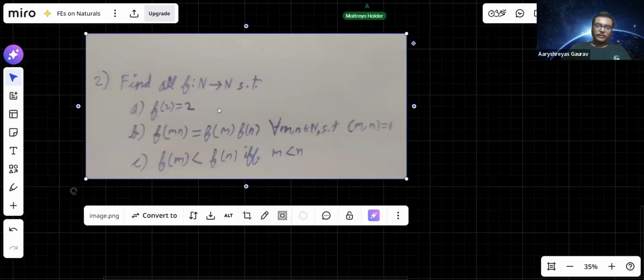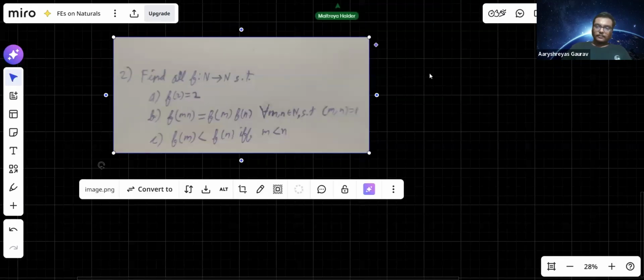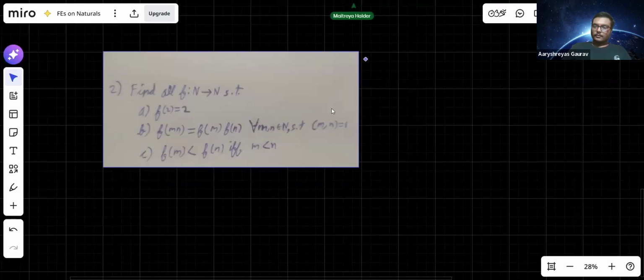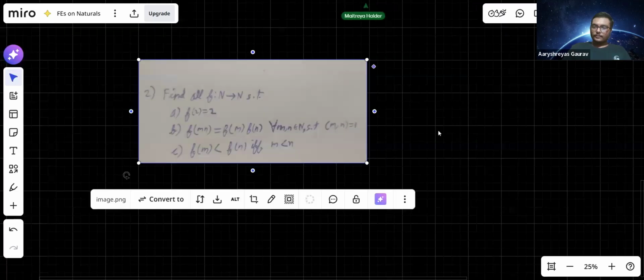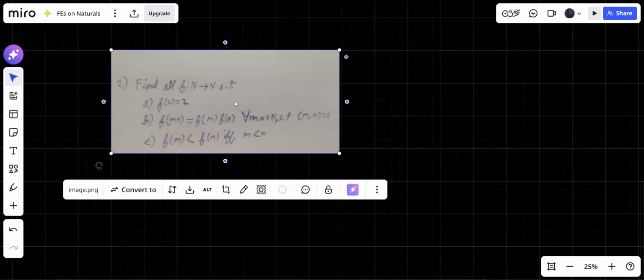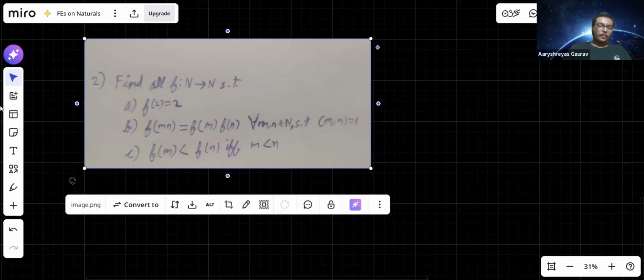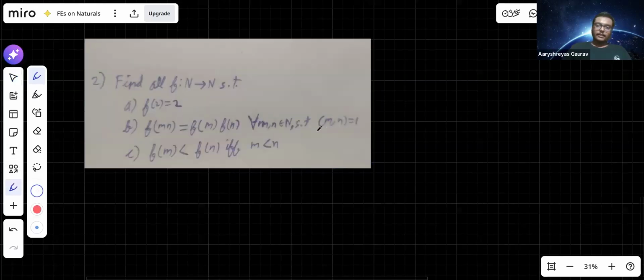Is the problem visible? Okay. So in the second problem, the only thing changed is that now we have m and n to be co-prime. Does anyone have any idea what we can do in here? Any small idea?